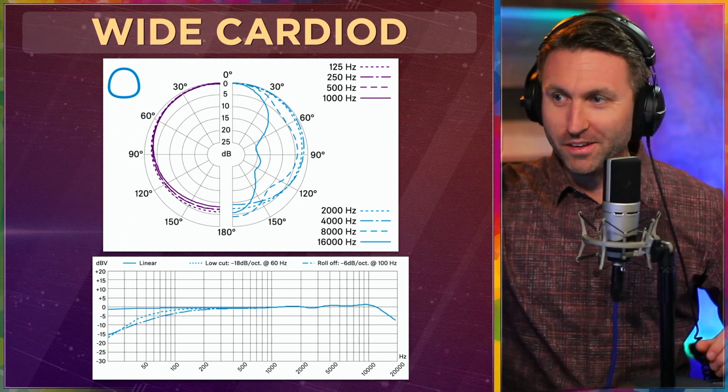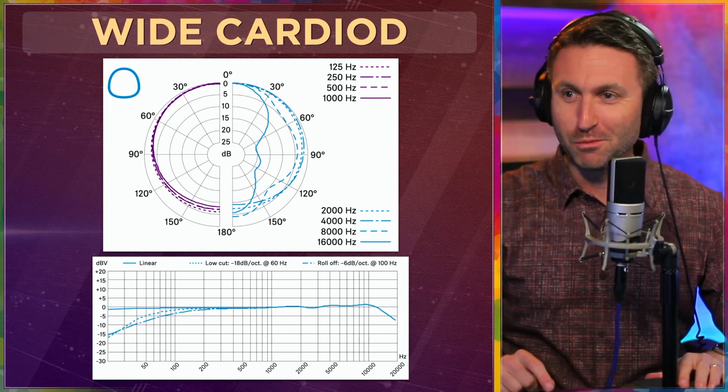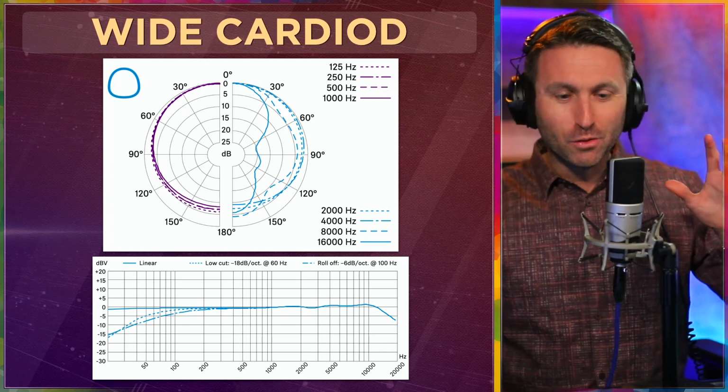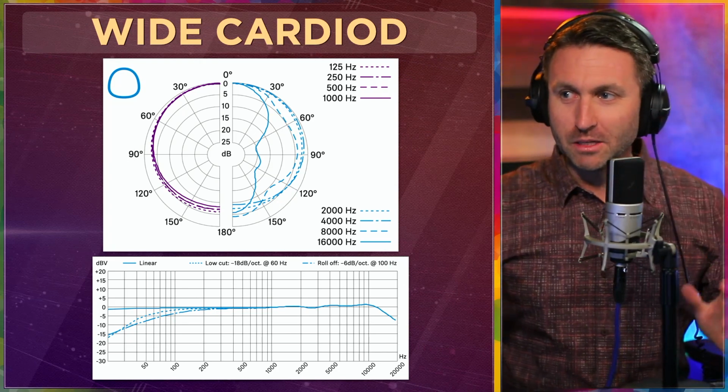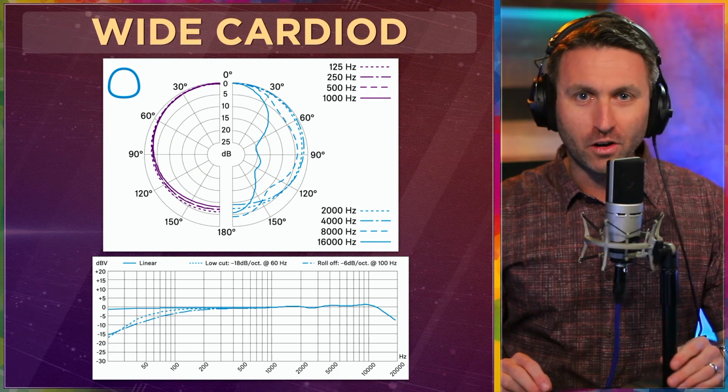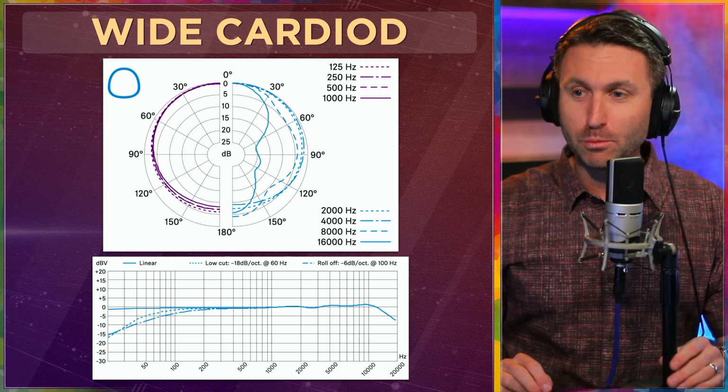There's an airplane going above. Maybe you heard that through the omnidirectional before I went to wide cardioid. So this one has more of a front-facing pattern, but it's wider than cardioid. It's way wider than super cardioid.